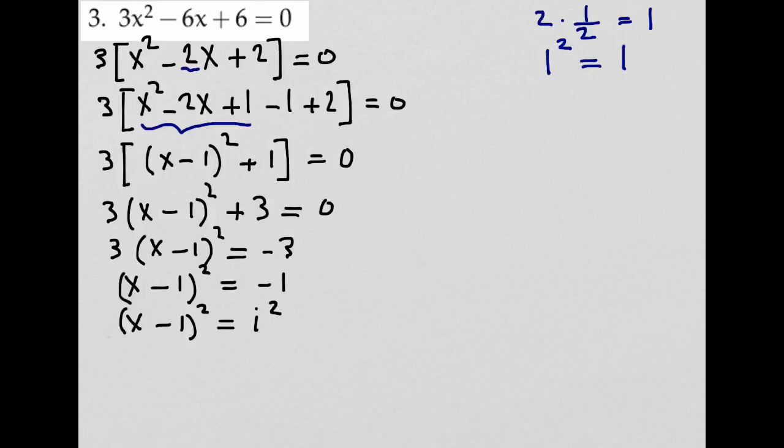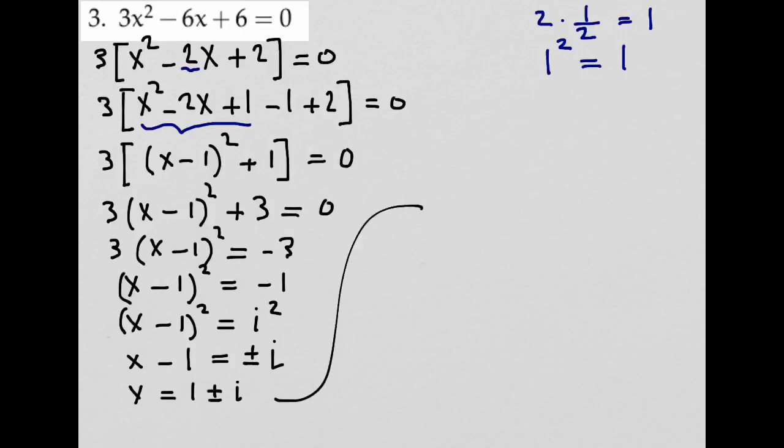Let's square root both sides to get x minus 1 equals plus or minus the square root of i squared, which is i, and add 1 to both sides. We get x equals 1 plus or minus i. So our solutions are x equals 1 minus i, or x equals 1 plus i.